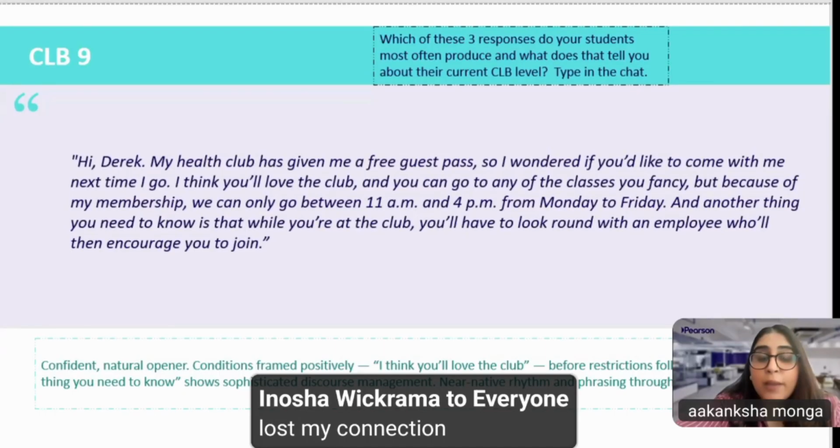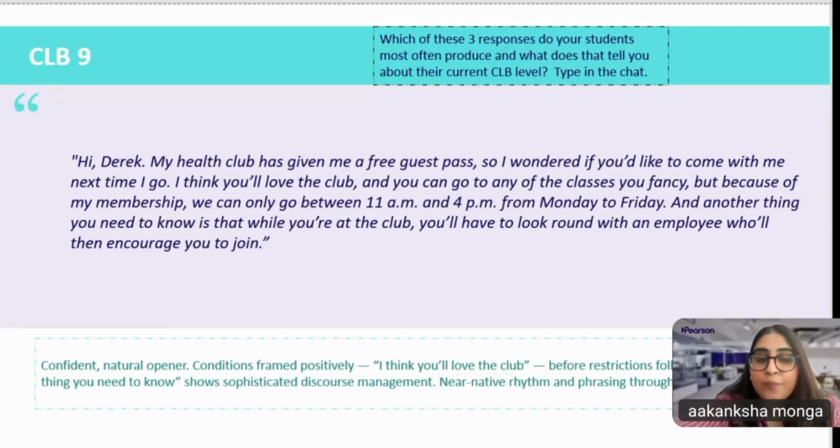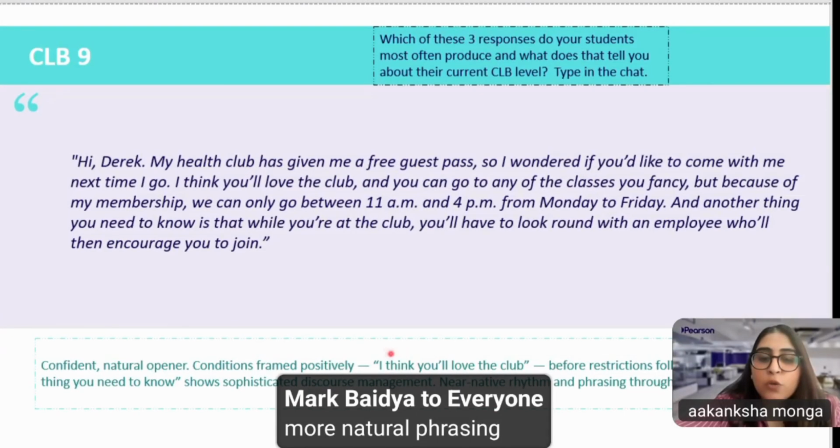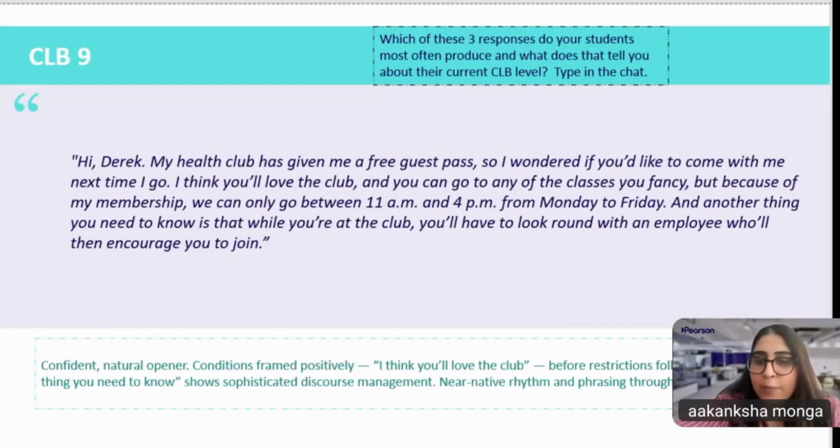Once again, there are things you might be able to notice right away. Have a look at the opening. Once we've said the greeting, the speaker goes on to say, "My health club has given me a free guest pass, so I wondered if you'd like to come with me next time I go." And things like, "I think you'll love the club." These are things that are more socially aware in terms of talking to a friend. Both the conditions have more positive framing here.